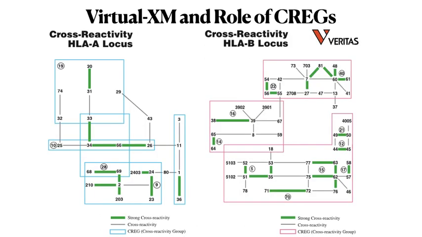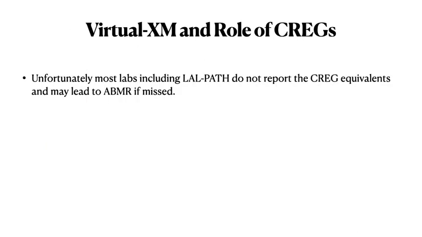So whenever you have antibody against 71, and even if the antigen of the donor is 72, he will react. You may think, no, the antigen is only against 71. No, not like that. So virtual cross matches, unfortunately, most of the labs, including the LALPATH, which a lot of people use, do not report the cross-reacting epitope equivalence, and this may lead to ABMR, because we will miss that. Okay, so in virtual cross matches, it's not mere mixing and matching, but we should be mindful of the cross-reacting epitopes.